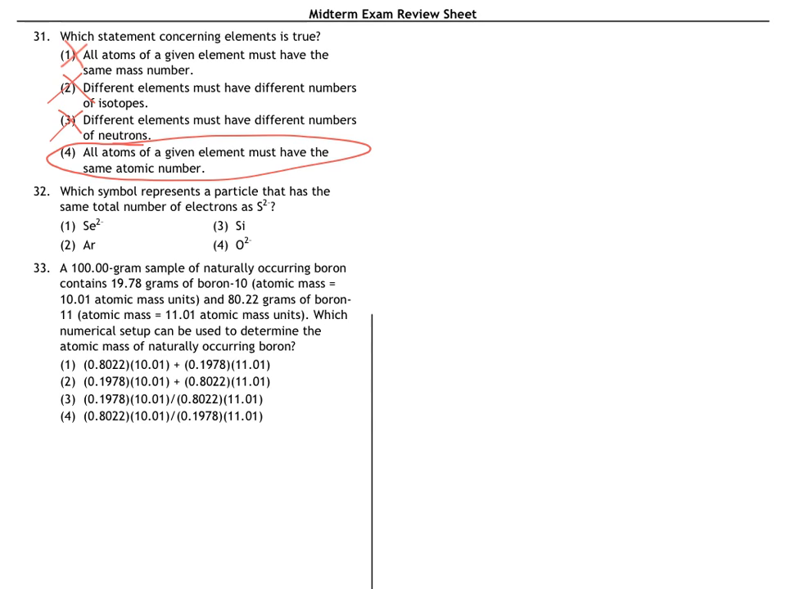32. Which symbol represents a particle that has the same total number of electrons as S2 minus? All right, so sulfur in its atomic state has 16 electrons, just basing that on its number of protons. But S2 minus would have gained 2 extra electrons, so it would have 18 electrons. Meaning, essentially what I'm looking for is the element that also has 18 electrons. I just checked the periodic table, and choice 2, argon, is element number 18, and therefore it has 18 electrons, so it's going to be the same electron configuration as S2 minus.